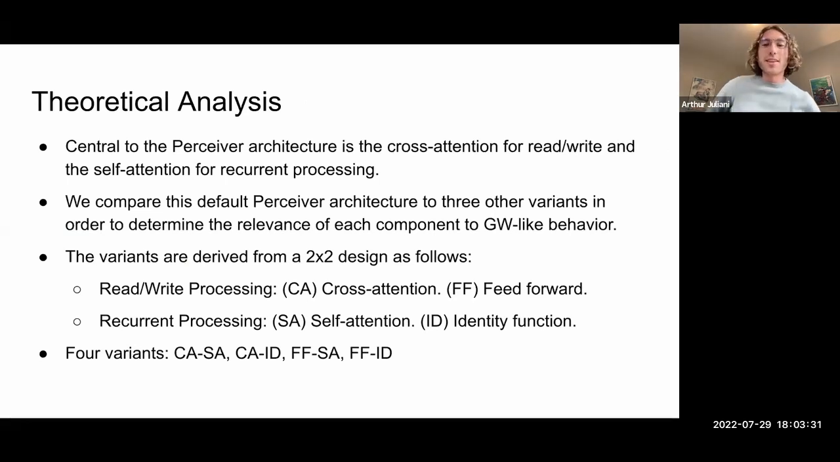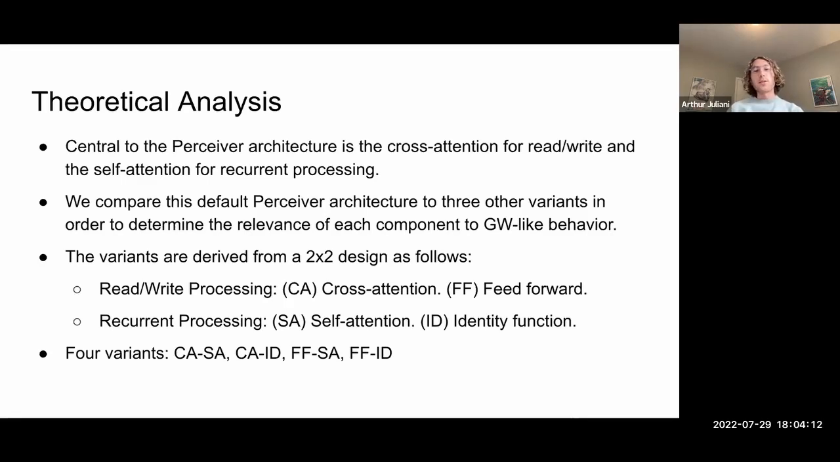So as I mentioned, the cross-attention and self-attention are two key components in the Perceiver architecture. To understand their relevance for the functioning of the Perceiver and for its potential relationship to the global workspace, we designed a set of variants that would replace each of these computational pieces with a simpler one. In the case of cross-attention, we have a variant that replaces this with a concatenation of the set of vectors and a multi-layer perceptron, which we refer to as a feed-forward computation.